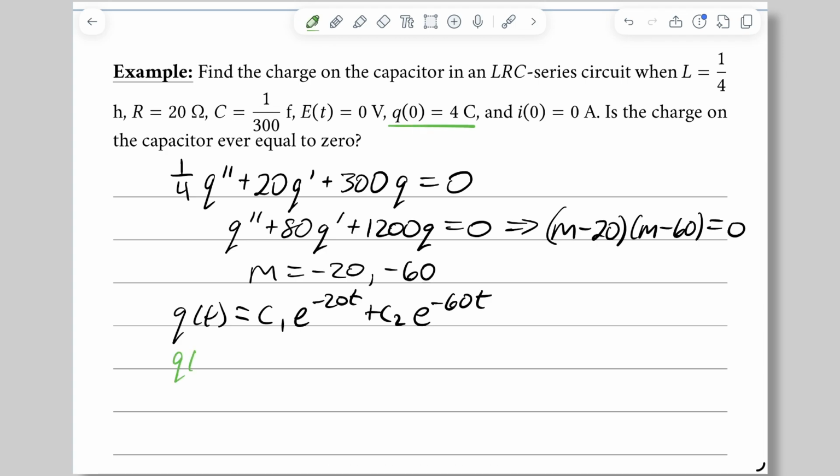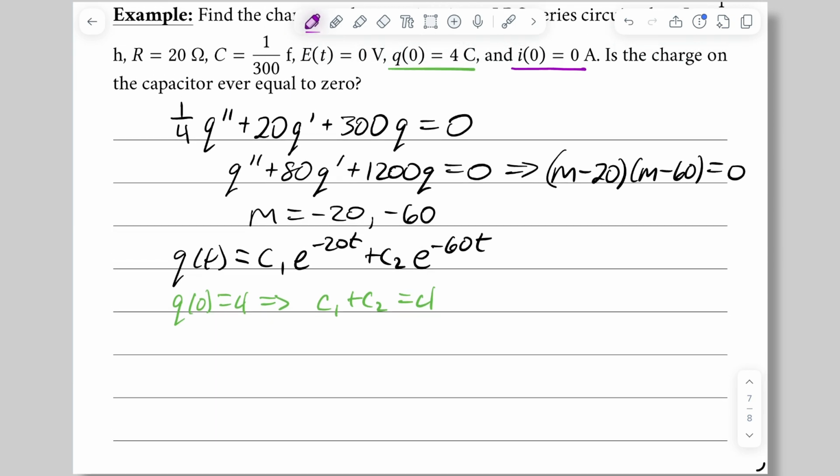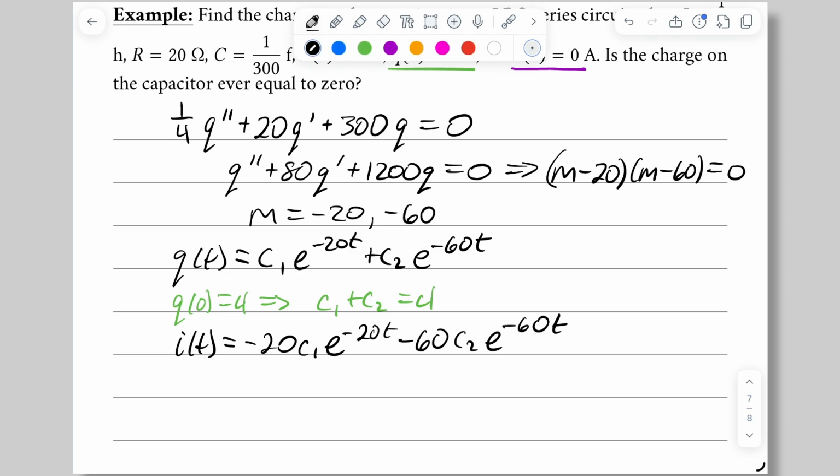Since q(0) is equal to 4, we get that c1 plus c2 is equal to 4. We have information about i(0), it's 0, but for that we need i, which is the derivative of q. So i(t) is -20 c1 e^(-20t) minus 60 c2 e^(-60t). And then bringing in that second initial condition, i(0) equal to 0 is going to imply that -20 c1 minus 60 c2 is equal to 0.